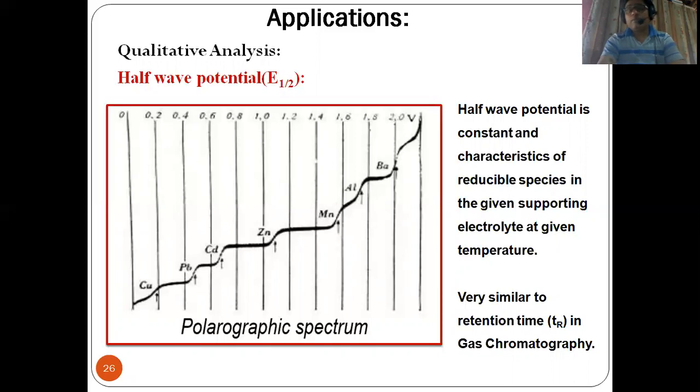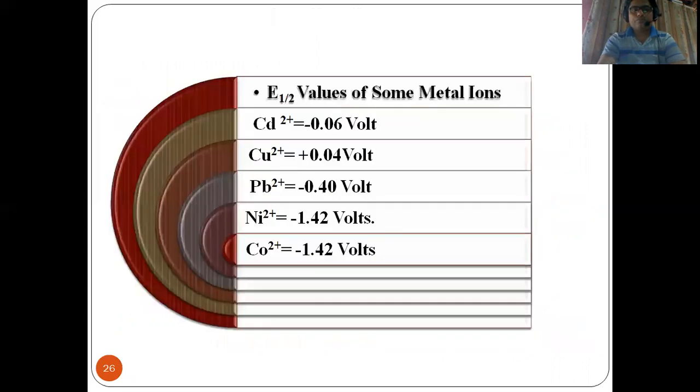So there are various applications of polarography. One is qualitative analysis, where half wave potential is a constant and characteristic of the reducible species in the given supporting electrolyte at a given temperature. It is very similar to the retention time in gas chromatography. These are the half wave values of some metal ions like cadmium minus 0.6, copper plus 0.04, lead minus 0.40, nickel minus 1.40, cobalt minus 1.2 volt.